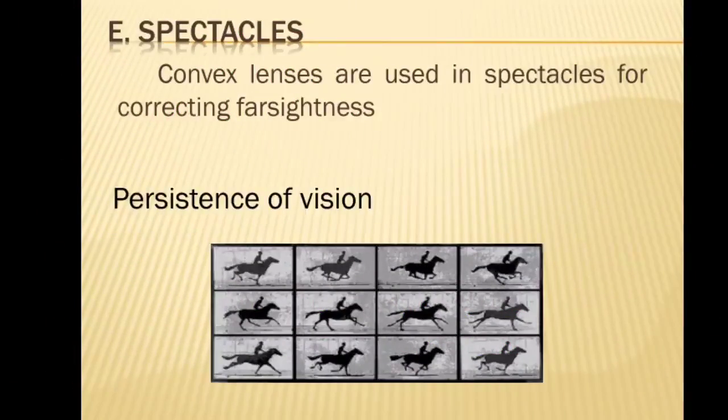Persistence of vision. We can see an object because the eye lens creates an image on the retina, that is the screen. The image is on the retina as long as the object is in front of us. The image disappears as soon as the object is taken away. However, this is not instantaneous and the image remains imprinted on our retina for 1/16th of a second after the object is removed. The sensation on retina persists for a while. This is called persistence of vision.